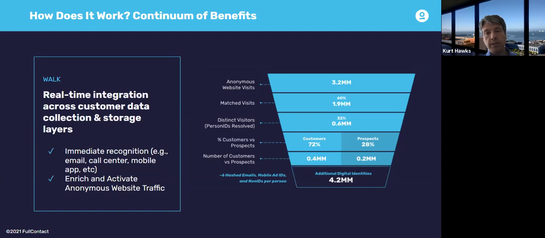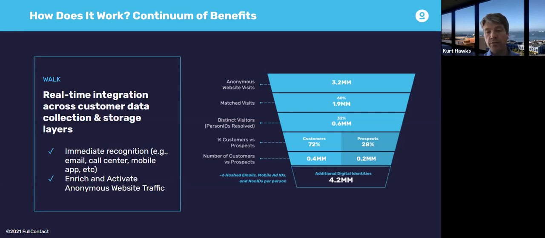And if we look at the funnel on the right-hand side here, this is also a real example where we were helping to identify anonymous website visitors. In this case, over this period, there were 3.2 million anonymous website visitors. These people did not log in. And we matched about 60% of those, so about 1.9 million visits, and that came from about 600,000 unique people. Then we were able to tie those 600,000 unique people to customers versus prospects. And we found that 72% of the visitors were actually customers and 28% were actually prospects.